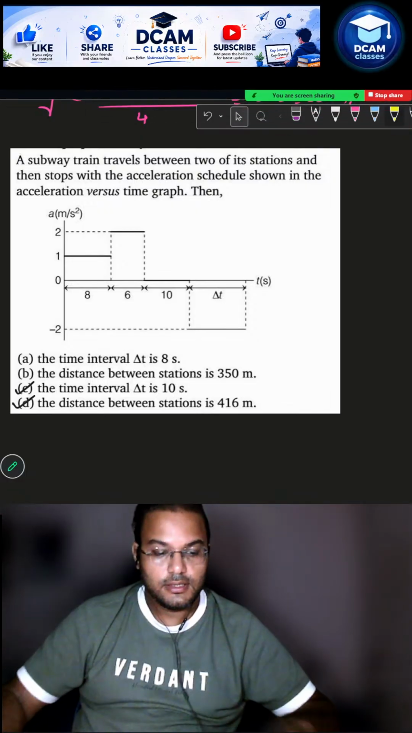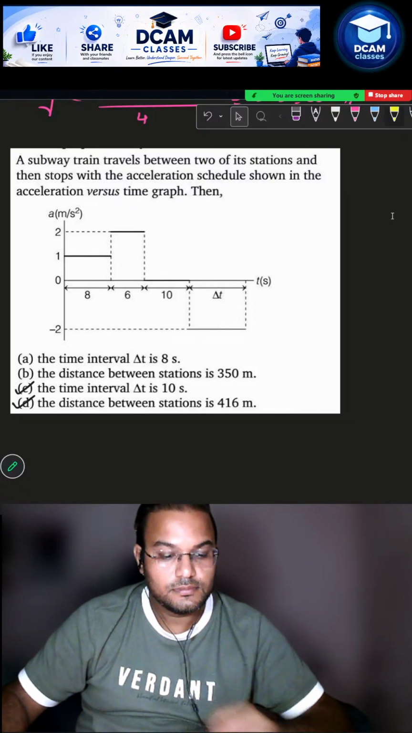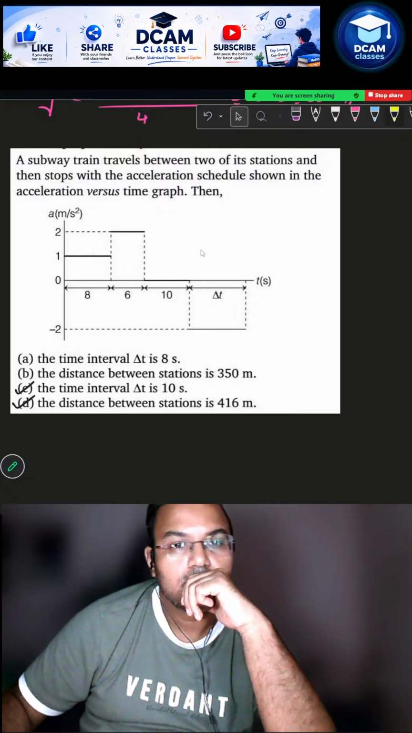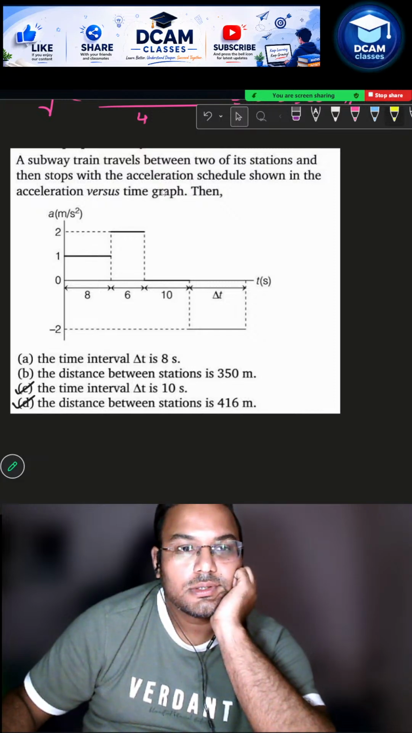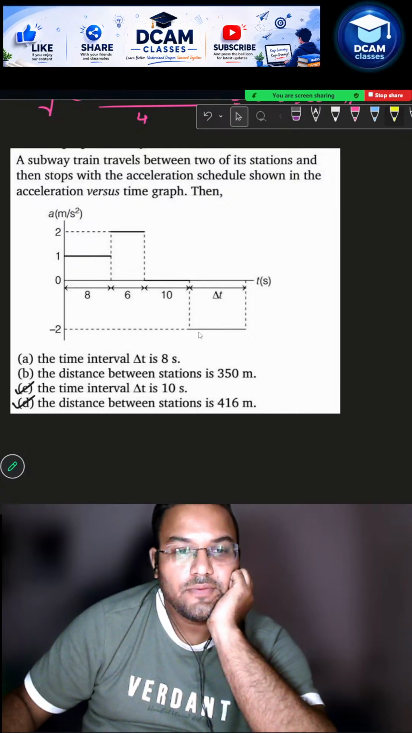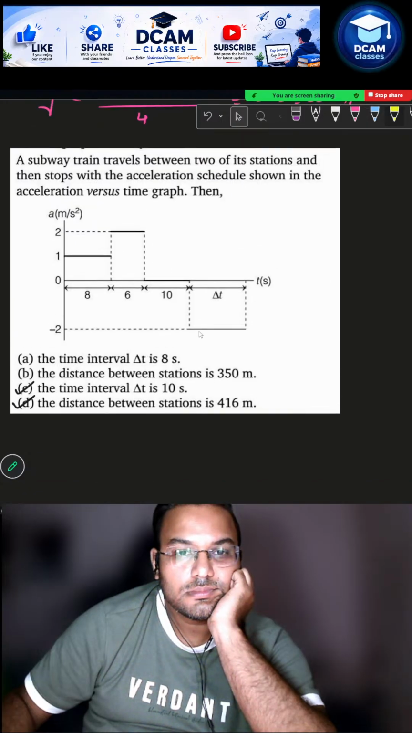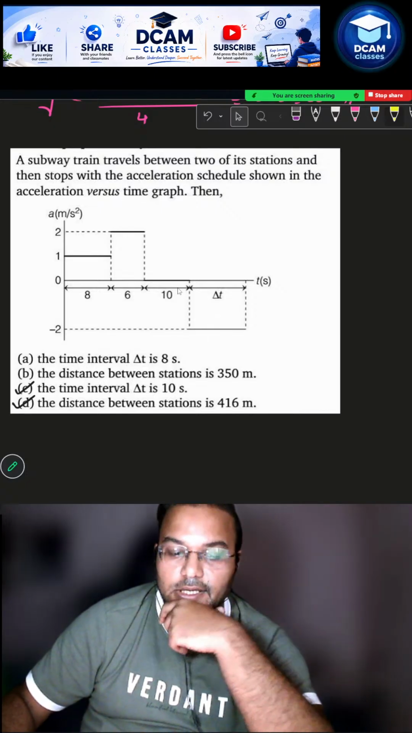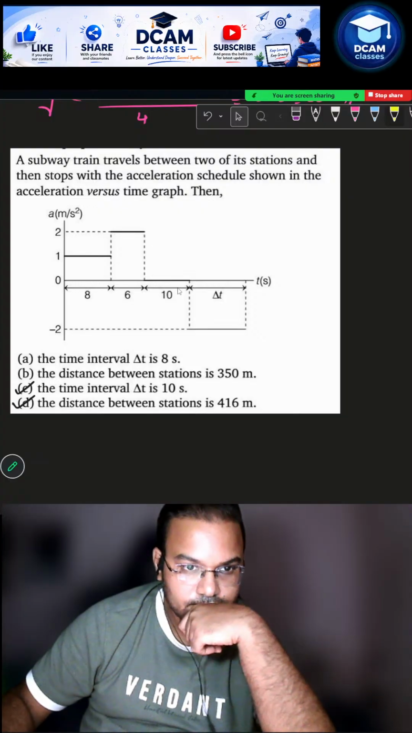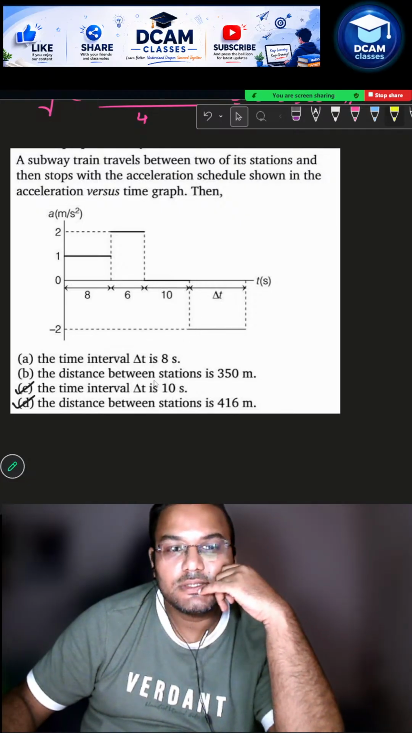Yes. Now tell me, Aditya, are you getting the answer? Almost, sir. One more minute. Actually, I did not read the question properly. The subway train traveling, acceleration is constant. Okay, everywhere acceleration is constant. Achha, how did you find it? Just tell me, how did you find the first thing, delta t?